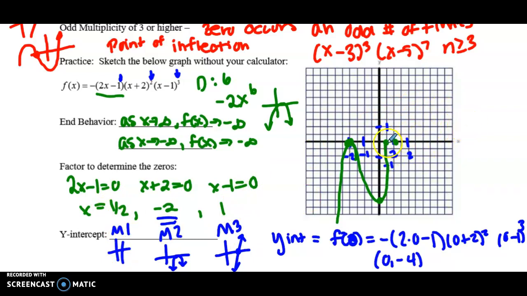So I'm shooting through it, but I know at some point I have to turn and come back down to this one. Because this is my 1, with multiplicity of 1, I'm turning, coming back down, shooting through, and my end behavior is going down.